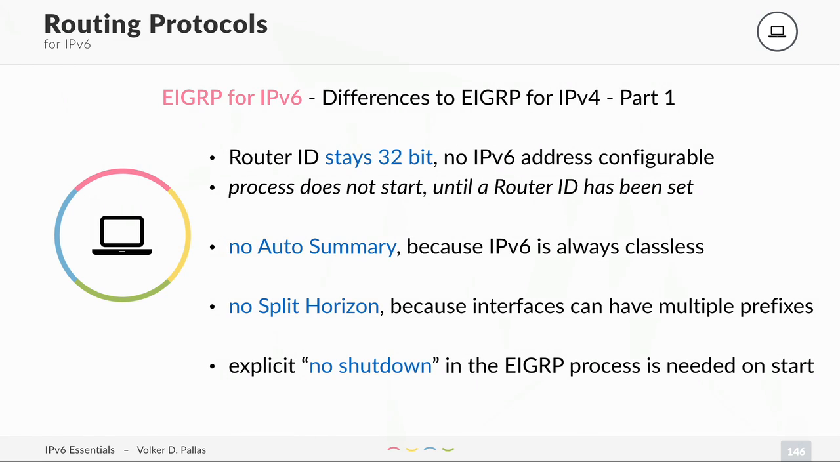It is still stable, it is scalable, and it is proven, and it is widely used. There are some differences like in OSPF. The router ID also stays 32 bits, so you cannot set an IPv6 address as router ID. There is no auto summary anymore, because IPv6 is always classless.